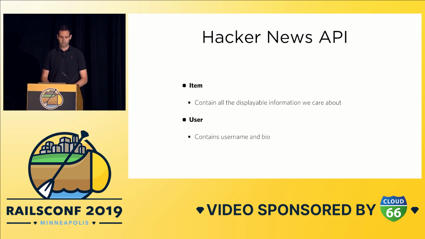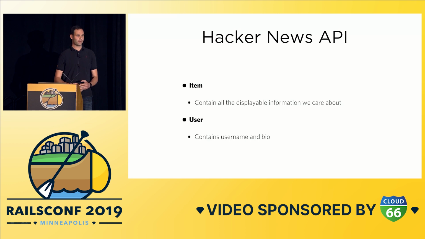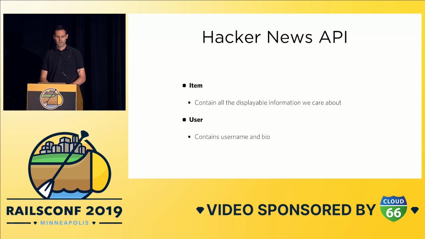The Hacker News API really has 2 models. One of them is an item, which is what everything comes in as: jobs, stories, polls, comments, everything is an item, and it has all the displayable information we really care about, such as the title, any text associated with it, the author, any child or parent relationships when you're talking about comments. And then there's a user model that has the username of the person who commented, or is a Hacker News user, and then some biographical details. So a very simple data model.